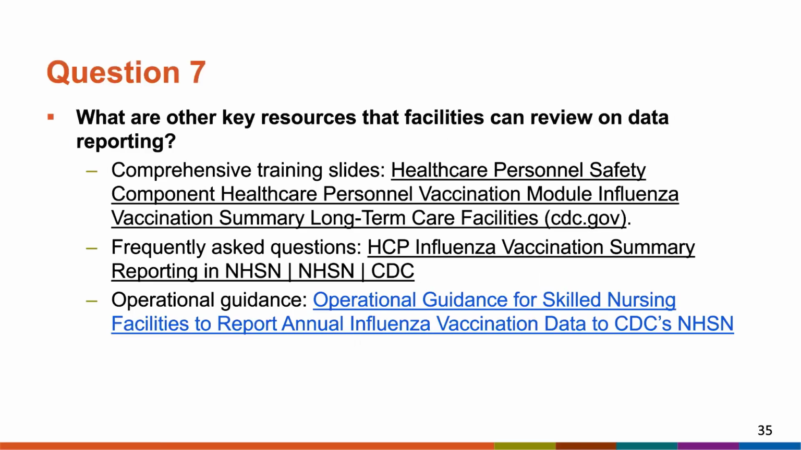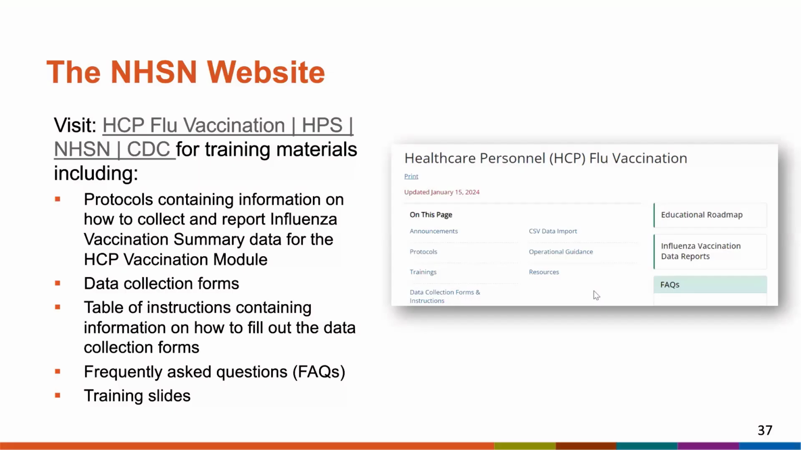And finally, there are other resources that facilities can review on data reporting. Some of the key resources are listed on this slide. We will now go into more detail on the resources. Facilities can visit the NHSN website using the link on this slide. The website contains links to the protocol, data collection forms, table of submission of instructions, frequently asked questions, and training slides for the HCP Influenza Vaccination Summary reporting.